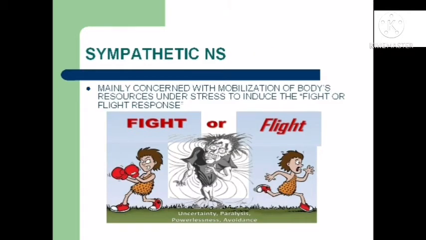In this picture, you can see the sympathetic nervous system is in action. Mainly, it is concerned with mobilization of the body's resources under stress to induce the fight or flight response, and you can see the fight or flight response.